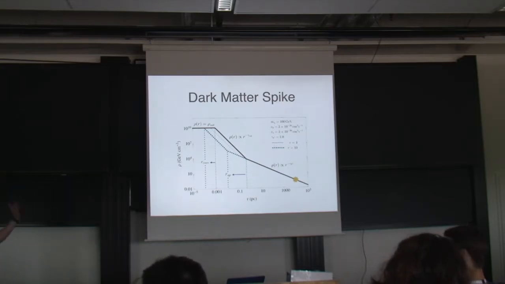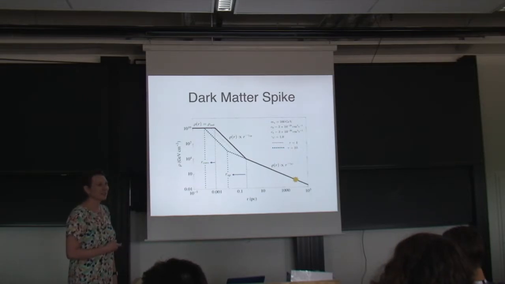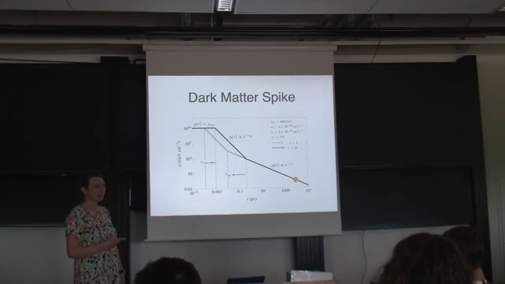So even if you allow that heating time to be uncertain by quite a bit, you still get a pretty depleted spike. It's still a lot shorter than the age of the galaxy, a billion years, that's the dynamical time scale. So you would expect all this to have already happened. Right.